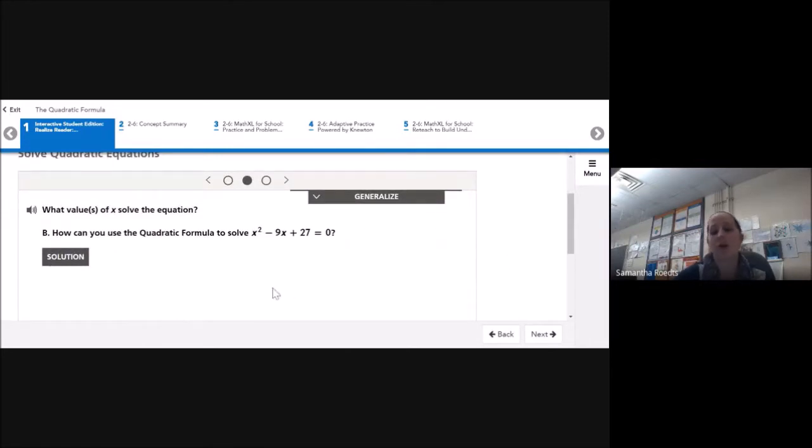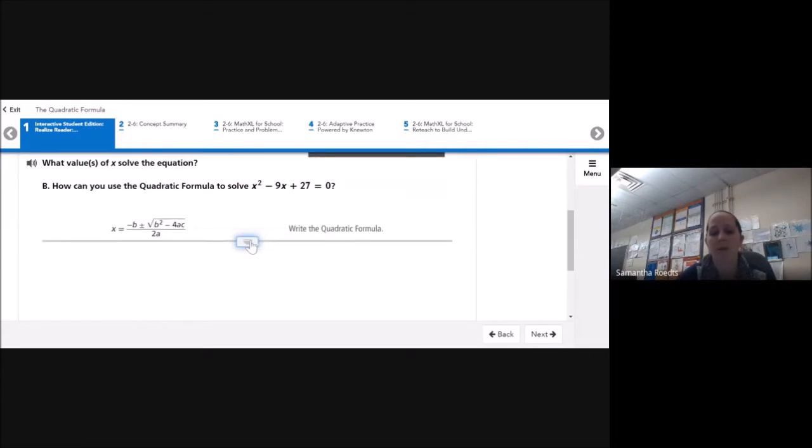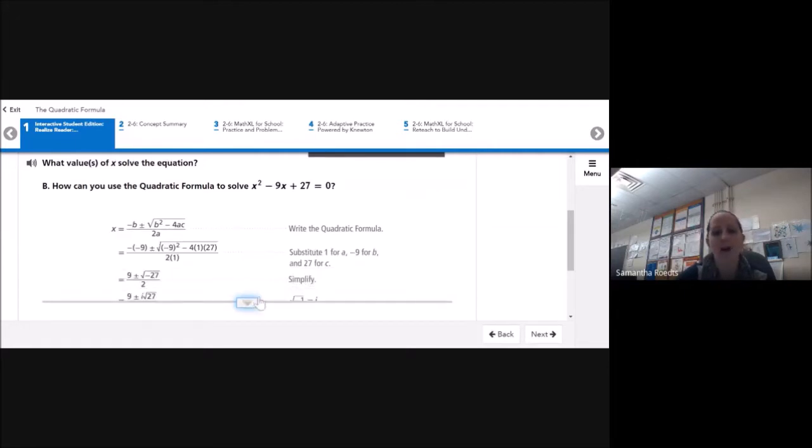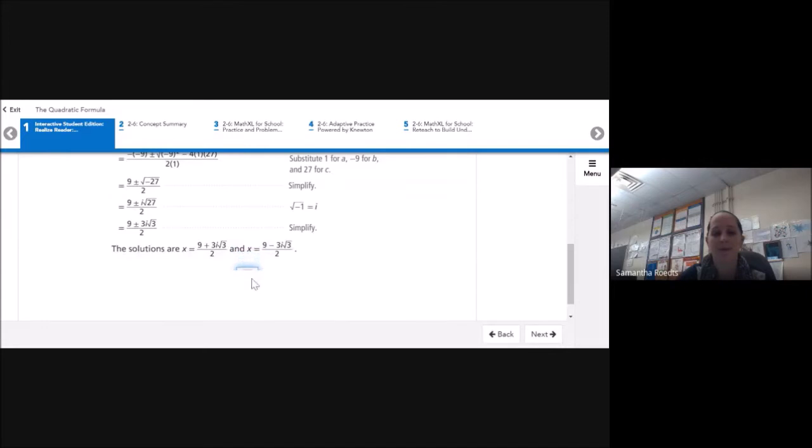All right, how can you use the quadratic formula to solve x squared minus 9x plus 27 equals 0? So again, I write the quadratic formula, negative b plus or minus the square root b squared minus 4ac all over 2a. I substitute 1 for a, negative 9 for b, and 27 for c, and then I simplify. Okay. When I simplify, remembering that square root of negative 1 is i, I get 9 plus or minus 3i square root of 3 over 2. So my solutions are x equals 9 plus 3i square root of 3 over 2, and 9 minus 3i square root of 3 over 2.